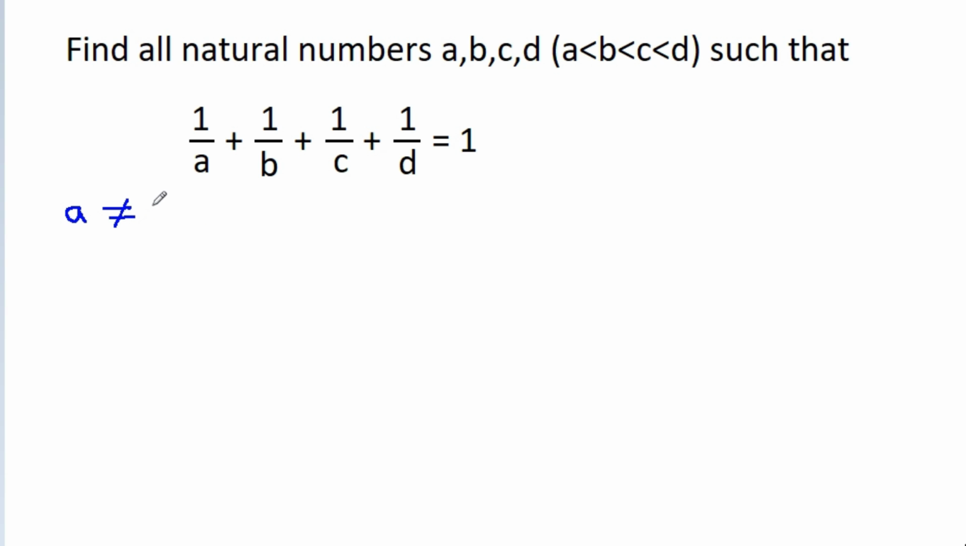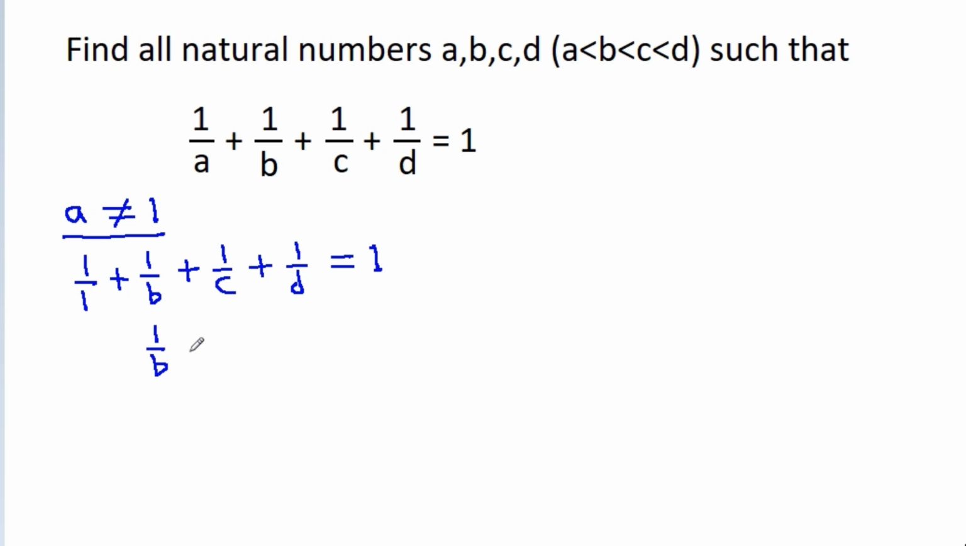a cannot be equal to 1, because if a is 1, then 1/1 + 1/b + 1/c + 1/d will be equal to 1, and 1/b + 1/c + 1/d will be equal to 1 minus 1, that is 0, and a, b, c, d are natural numbers, so it is not possible.